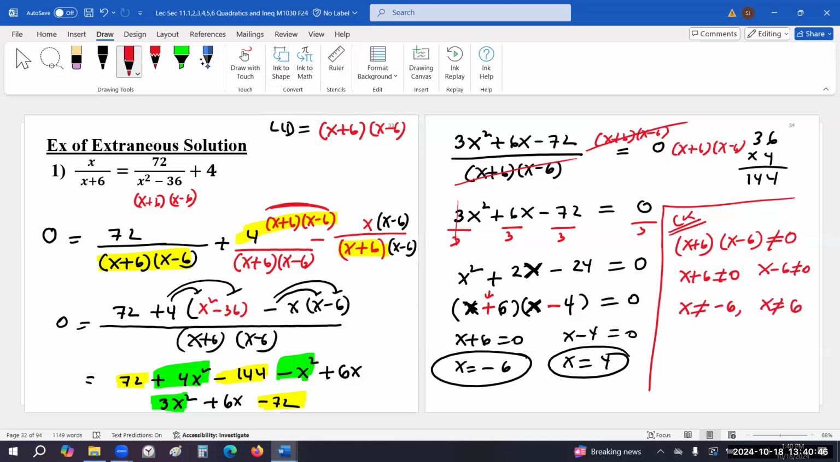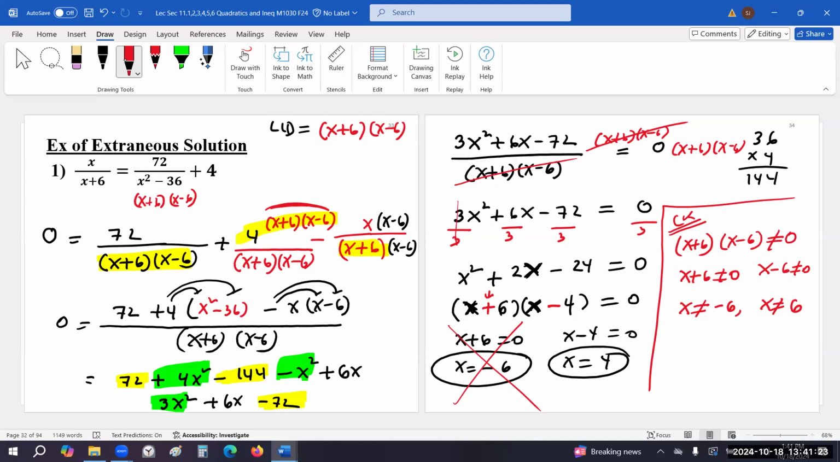There are two numbers we definitely don't want x to be. One is positive 6, one is negative 6. Do we have any of them in our solution? Yes. Which one? We reject x equals negative 6 in our solution. Why? Because when x is negative 6, that makes the denominator 0. Negative 6 plus 6 is a 0 in the denominator. Undefined.